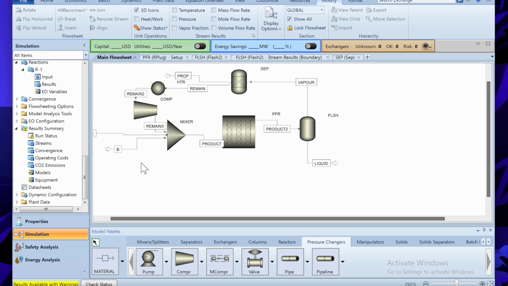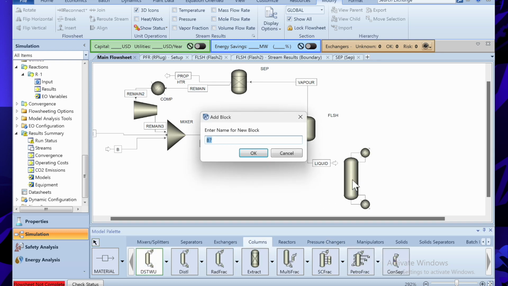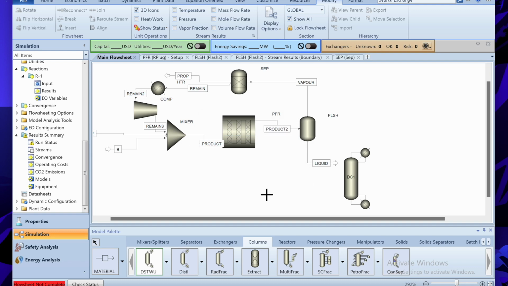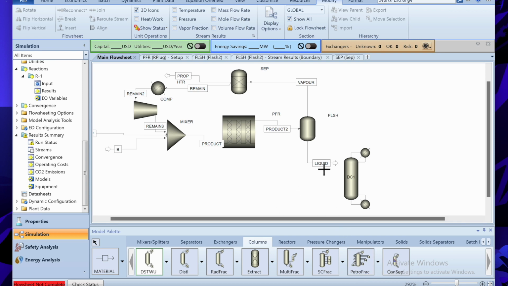Okay, so now next we have to put a distillation column in, as it is given in the question. We can use DSTW and we have to get a purity of 98% for the EB, ethylbenzene, and then a minimum of 97% for the DEB. So let's connect.